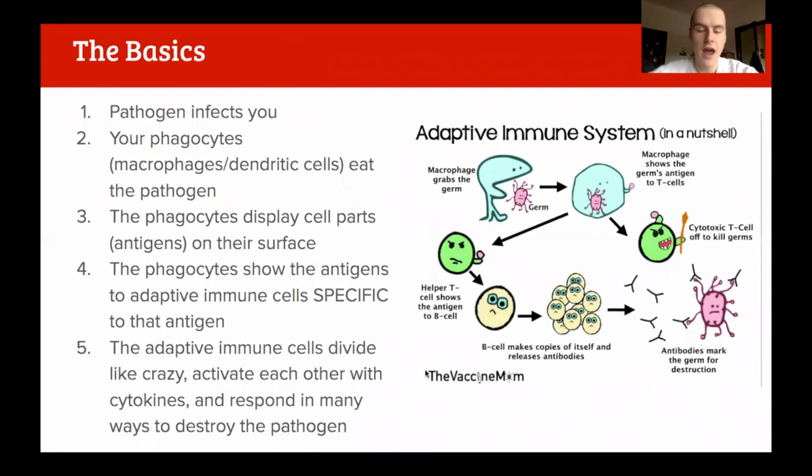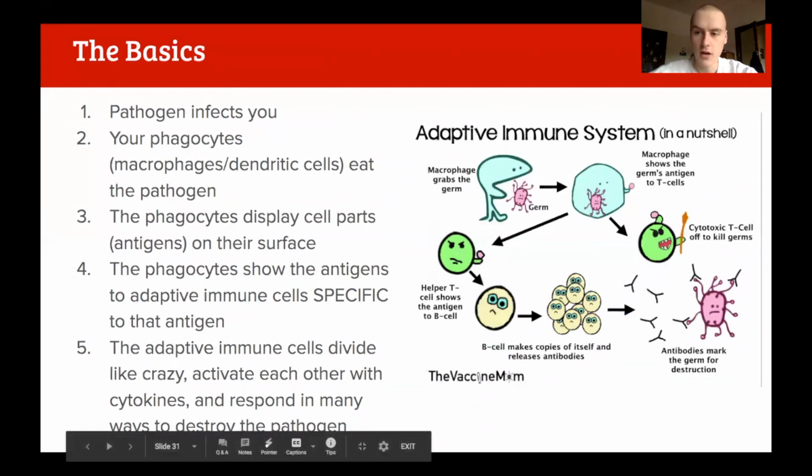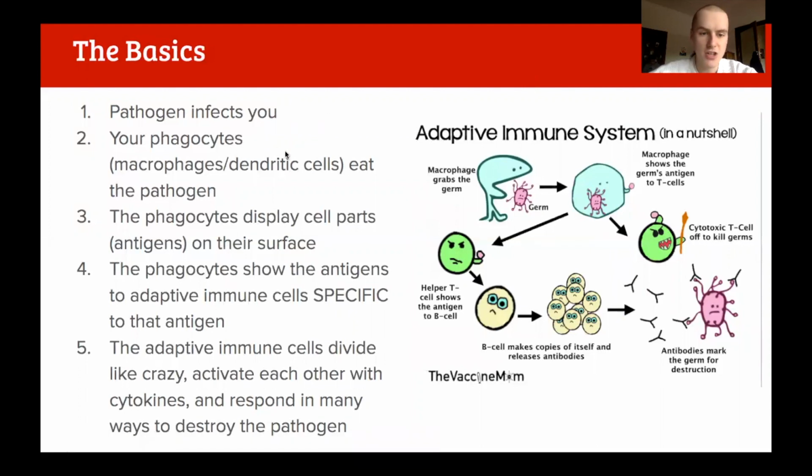So basically what's happening in an adaptive immune response is that first we get a pathogen inside us, and our phagocytes, which you've learnt about, specifically our antigen presenting cells, cells that present antigens to other cells on their surface, those guys will eat the pathogen. They'll phagocytose it. They digest it inside themselves, and then they take those antigens, which are parts of the pathogen, and they display them on their outer surface.